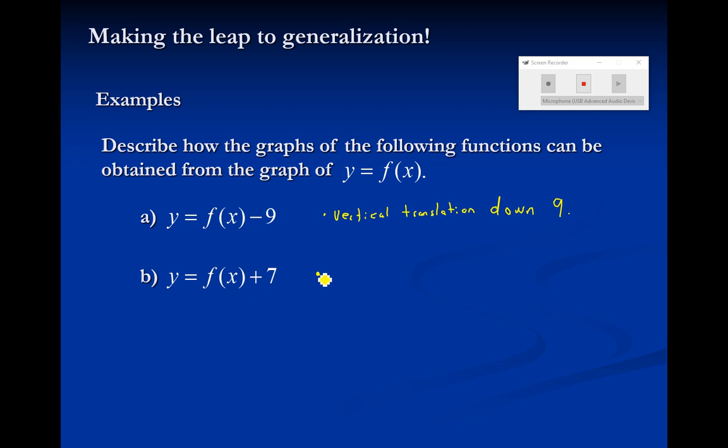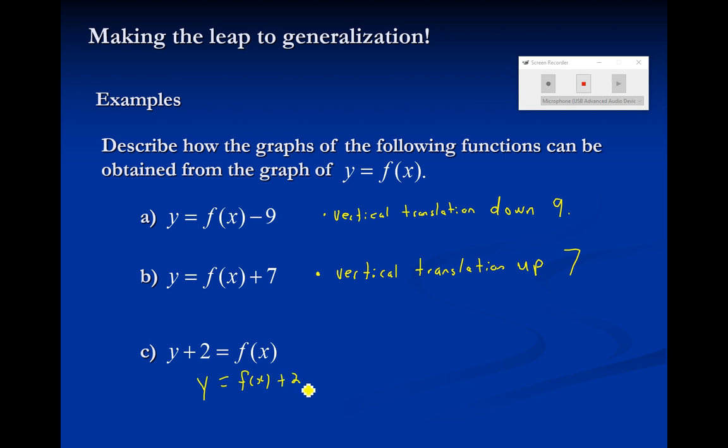Nathan whispered it. Vertical translation, but this time up 7. Yeah? Only thing I could think of to try to fool you after all this. Y plus 2 equals f of x. Move it over first. It's got to be y equals. Is that a rule? That it's always got to be y equals? No, it's not actually. But the only way it's going to work like we've been doing is to have it y equals. So then that's a vertical translation.